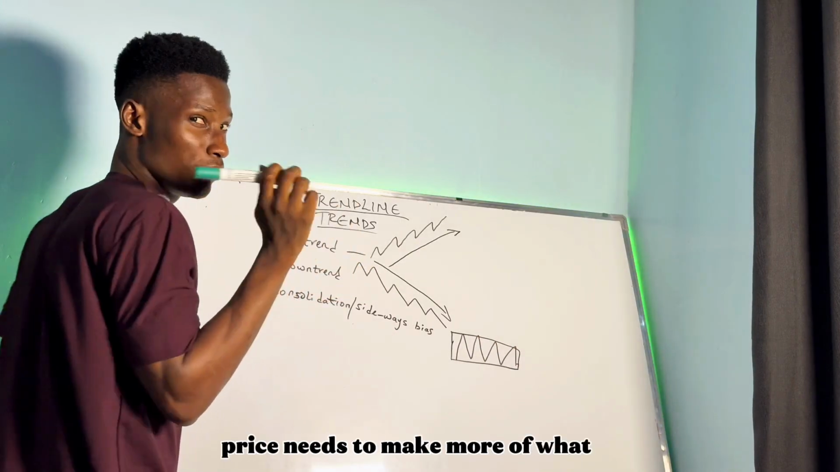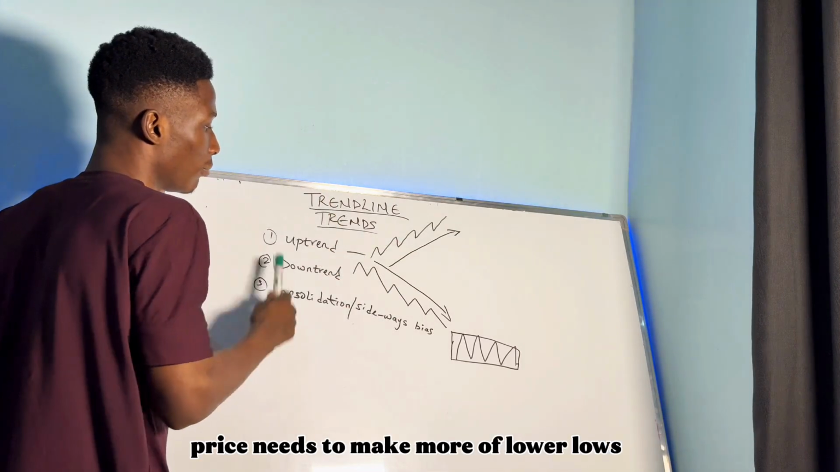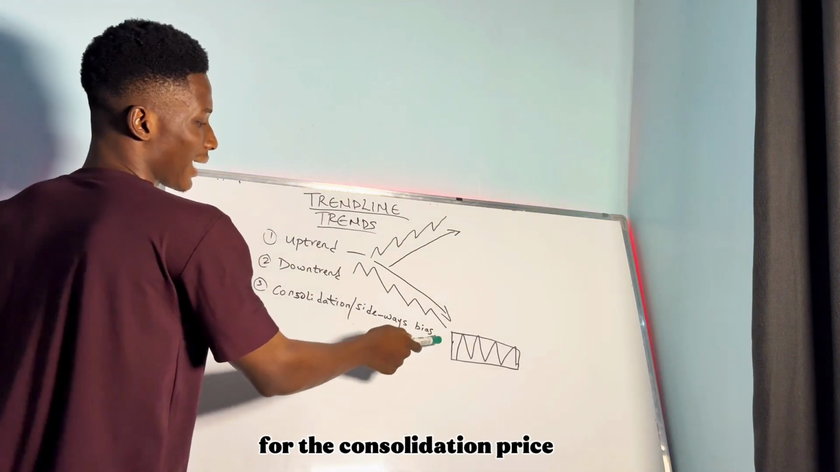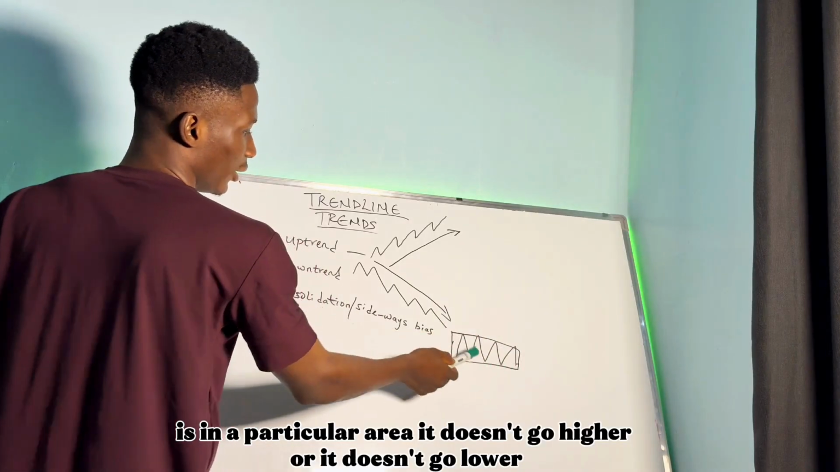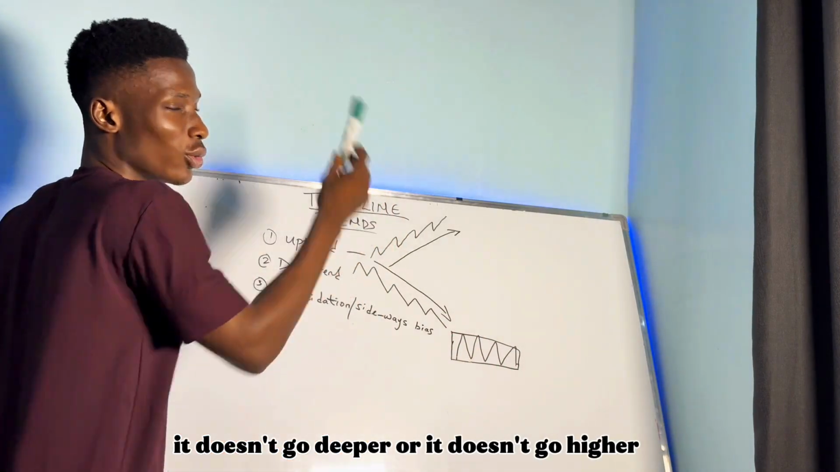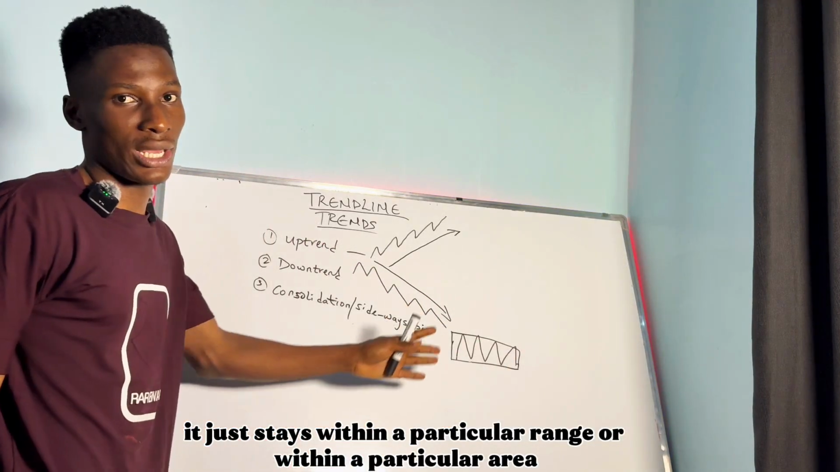For the uptrend, price needs to make more higher highs, and for the downtrend, price needs to make more lower lows. You get? So for the consolidation, price is in a particular area. It doesn't go higher, and it doesn't go lower. It just stays within a particular range or within a particular area.